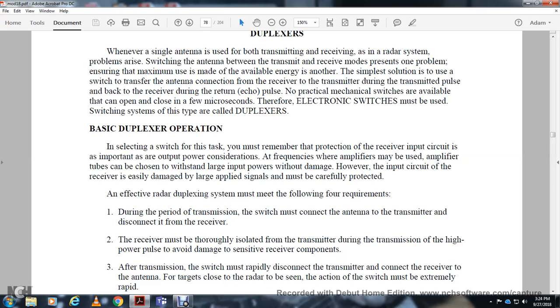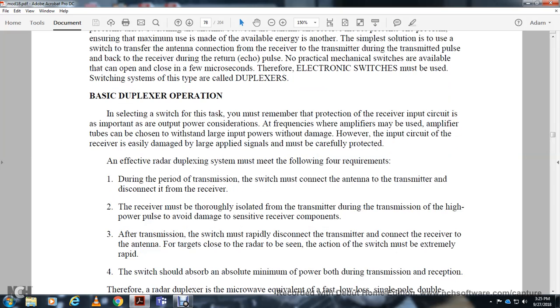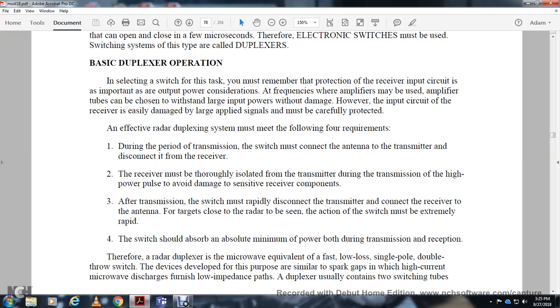The radar duplexing system must meet the following four requirements. During transmission, the switch must connect the antenna to the transmitter and disconnect the receiver. The receiver must be thoroughly isolated from the transmitter during transmission of a high power pulse to avoid damage to the sensitive receiver.